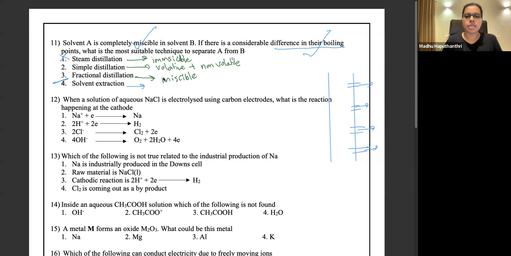What does completely miscible mean? Completely miscible means, for example, if I take water and ethanol, they are completely miscible. First you take a glass of water, to that you pour some ethanol. And thereafter, the ethanol is completely soluble.